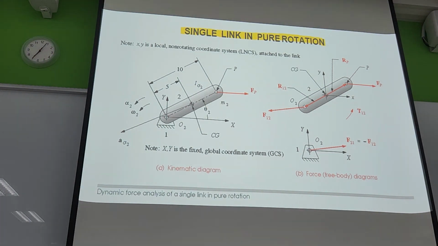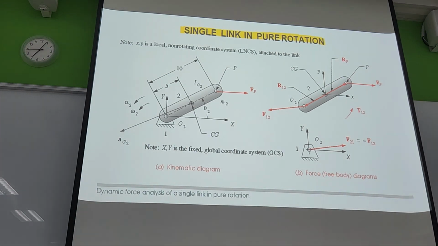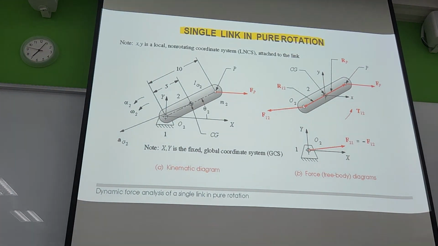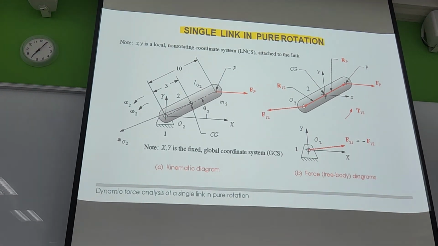The mass of the link is m2, and you know theta 2. Ig2 refers to the inertia of the link with respect to its mass center. Theta 2 is its orientation. This link has an angular acceleration and angular velocity, shown as counterclockwise. Now we need to calculate the force acting at point P. We know omega 2 and alpha 2.